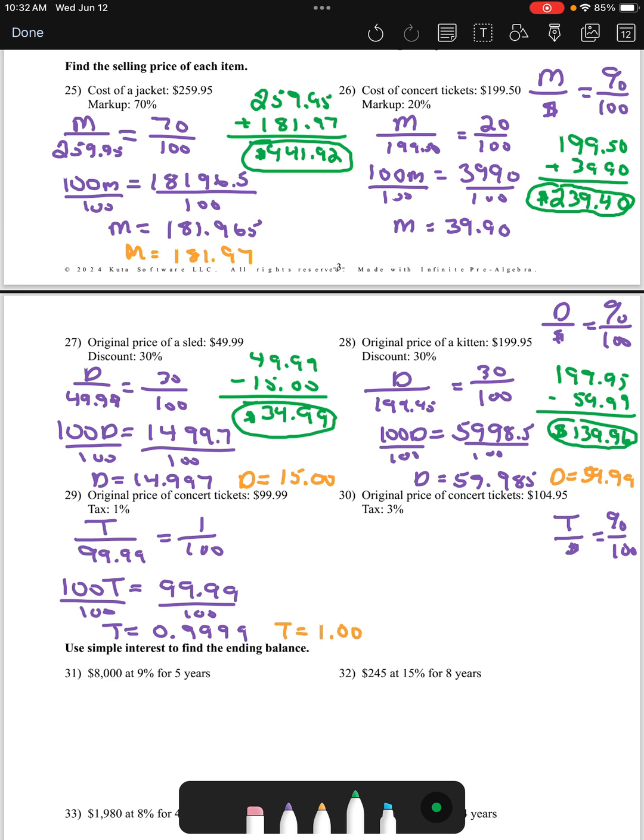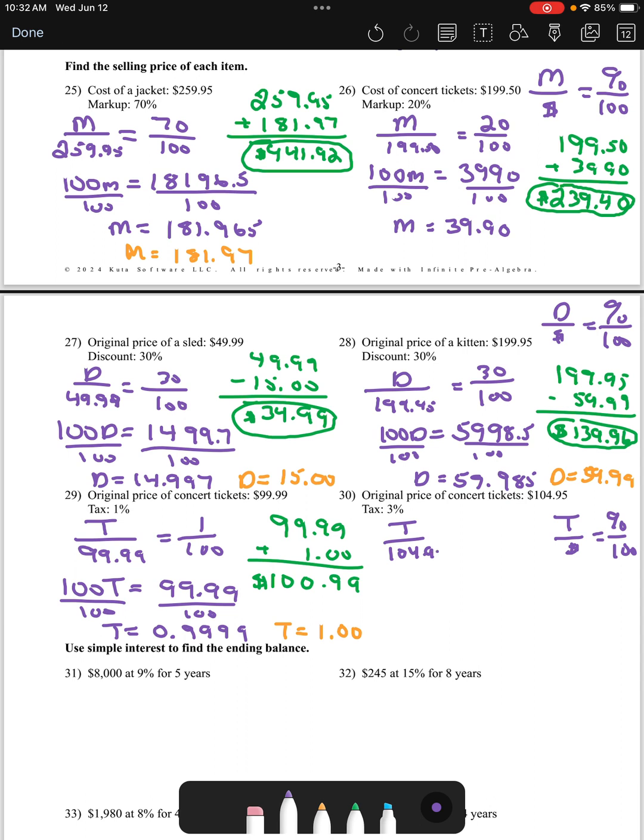Tax is added on to the cost of something. So we're adding $1, and that means that we are paying $100.99 for these concert tickets. As always, pause and give 30 a shot on your own.